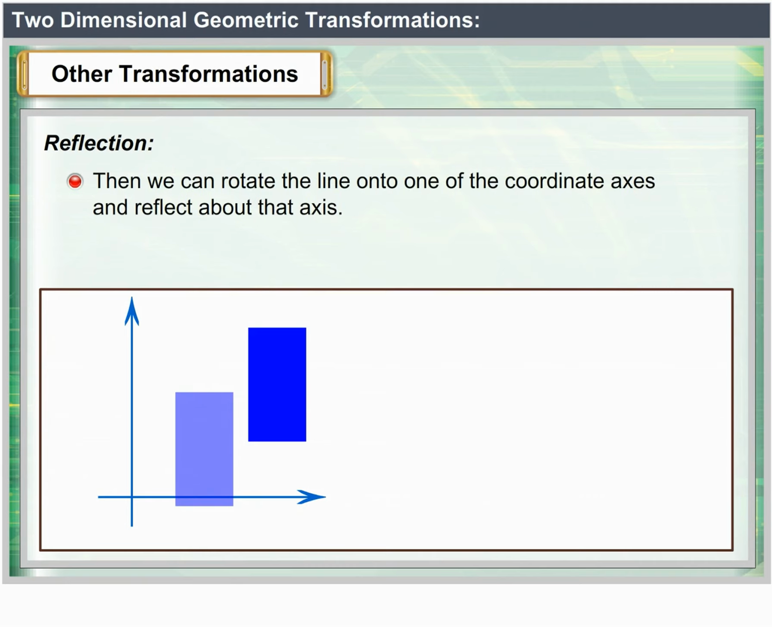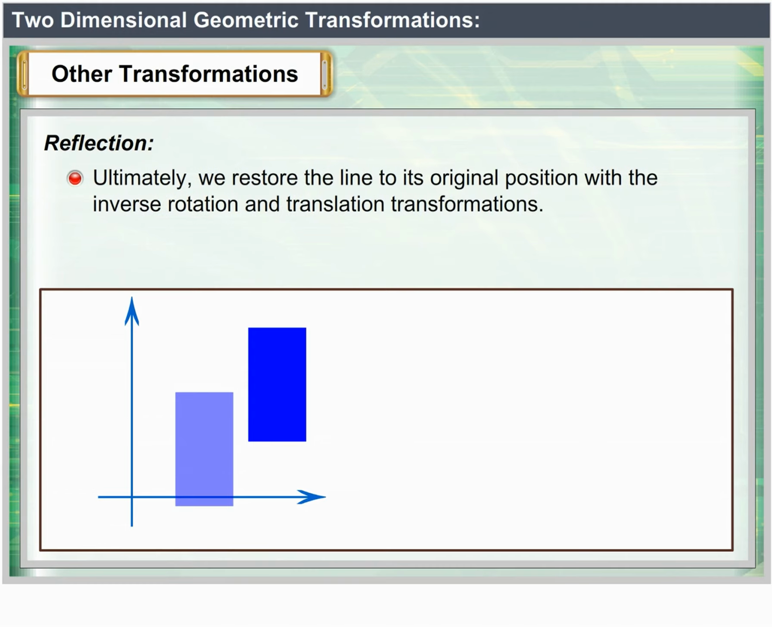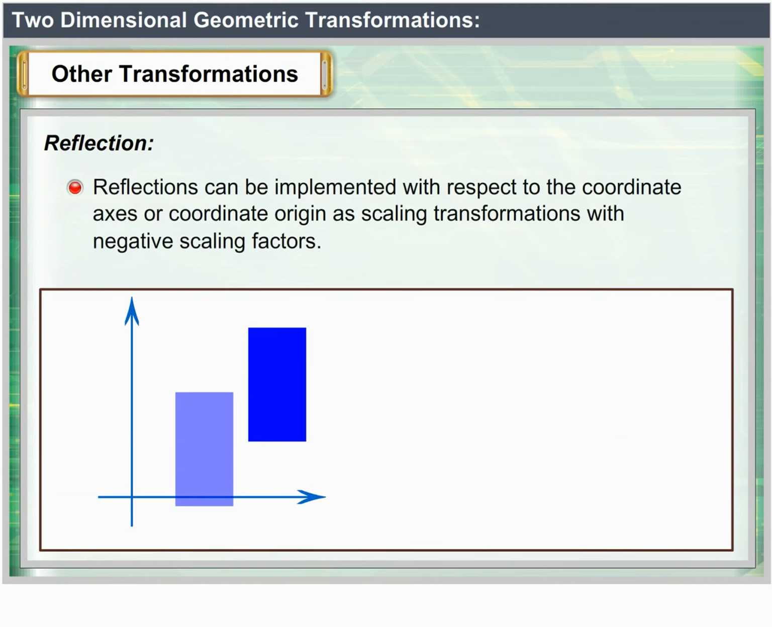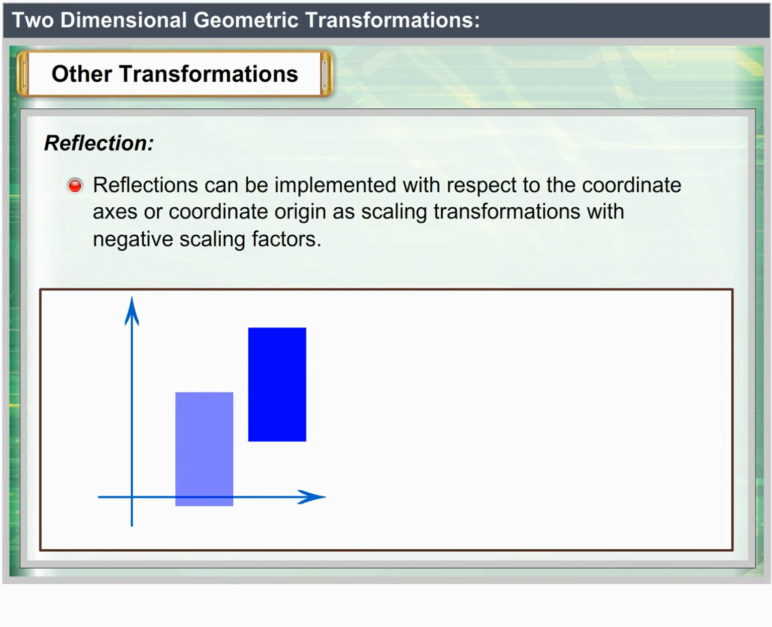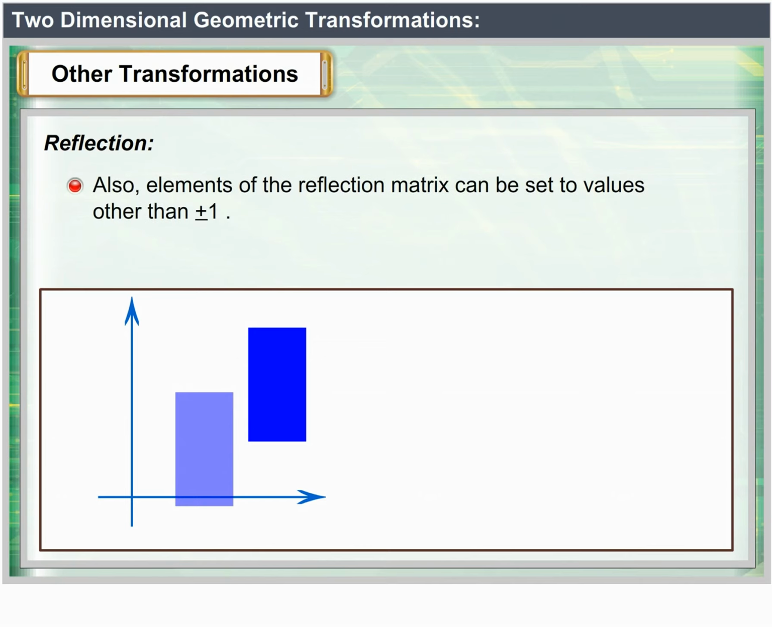We can implement reflections with respect to the coordinate axes or coordinate origin as scaling transformations with negative scaling factors. Also, elements of the reflection matrix can be set to values other than plus or minus 1. Values whose magnitudes are greater than 1 shift the mirror image farther from the reflection axis, and values with magnitudes less than 1 bring the mirror image closer to the reflection axis.